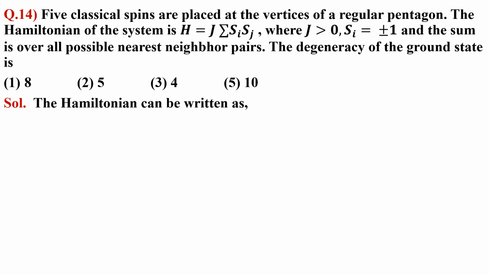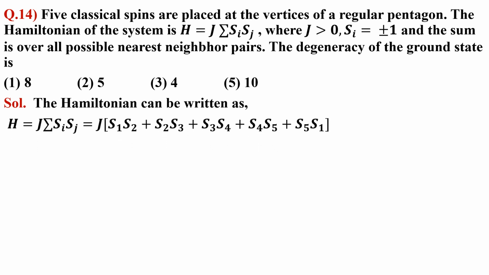Solution. The Hamiltonian can be rewritten as H equals J summation S_i S_j, which equals J times (S1 S2 plus S2 S3 plus S3 S4 plus S4 S5 plus S5 S1). You can see the figure.